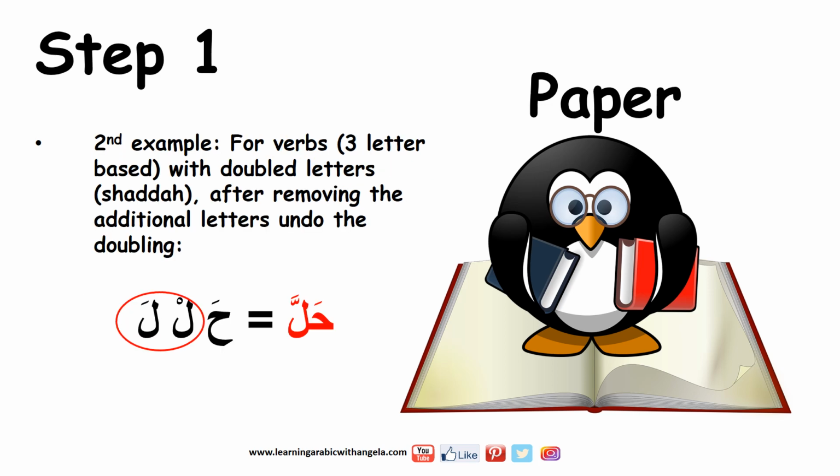And here's another example with the verb حل, to solve. Notice that حل, when we undo the doubling of the lam letter, it's made up of 3 letters. Ha, lam, lam. Hence, we have to undo this doubling before we look it up in the dictionary. So the root would be the ha, lam, and lam.